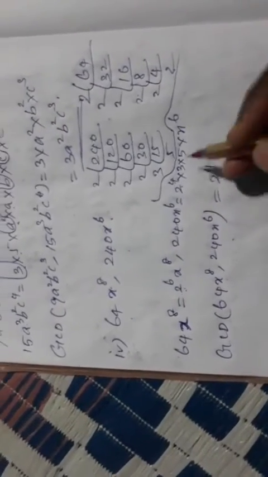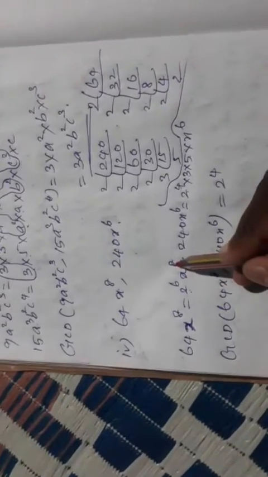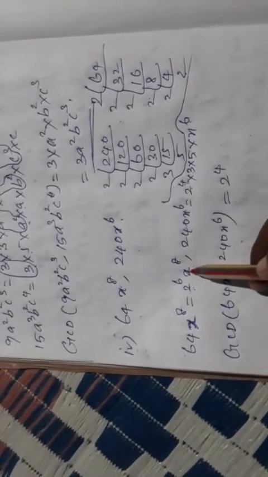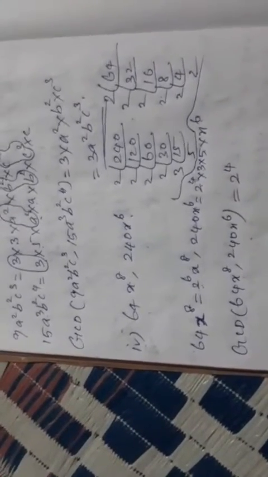2 power 4. Next, 3 and 5 are present here, but they are not in the other term. Next, the variable: here x power 8, here x power 6. What is the common? x power 6 only is common, because x power 6 is also included in x power 8, but the 8 is not in the other term. So 6 only is the least power.